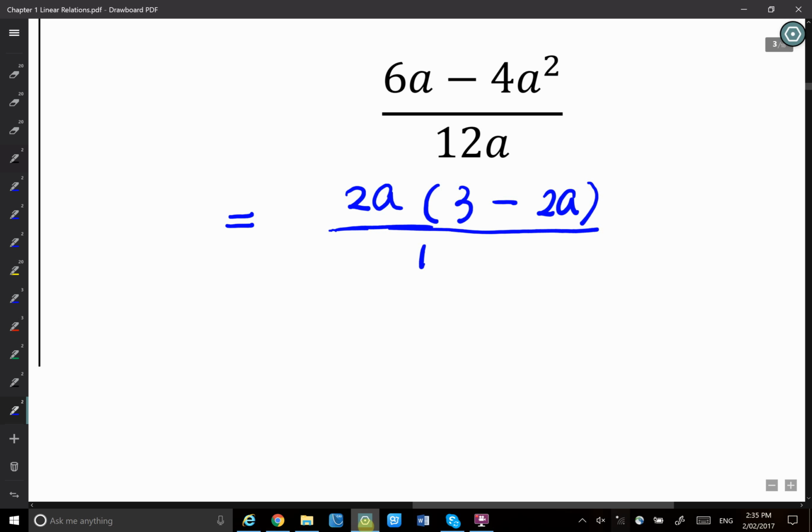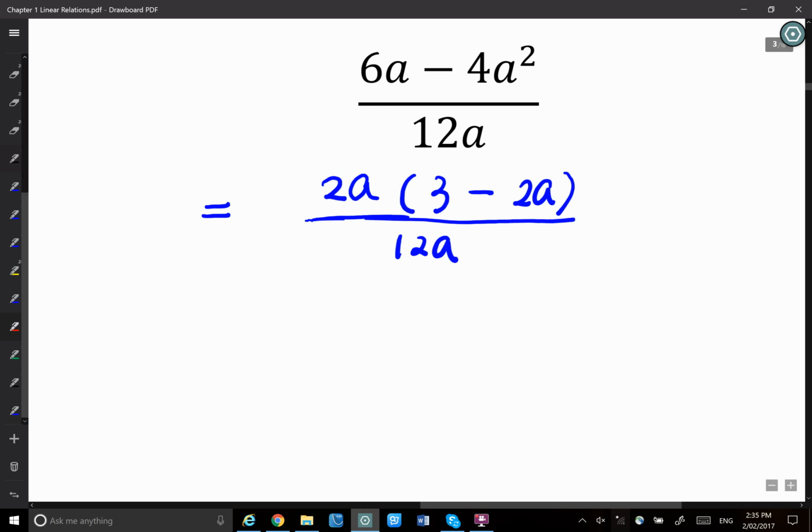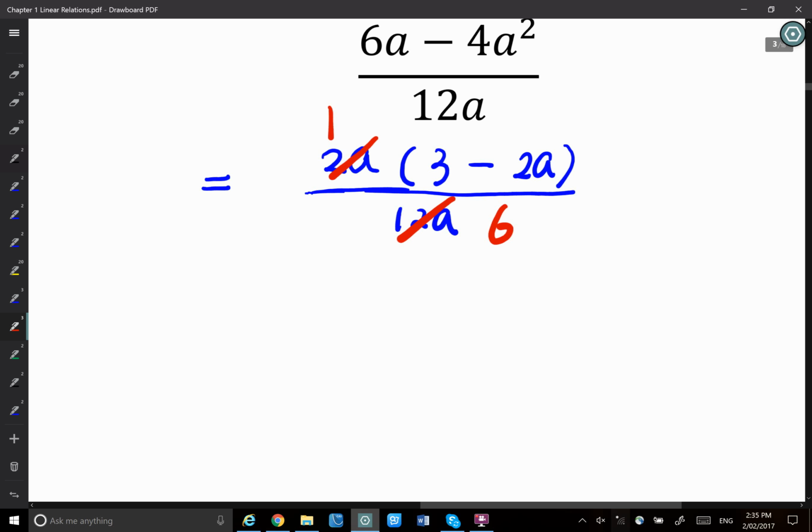And we have 12a on the bottom. Okay, 2a and 12a. We can divide by 2a on both top and bottom. That leaves 1 on top, and the bottom will be 6. So that is 3 minus 2a over 6.